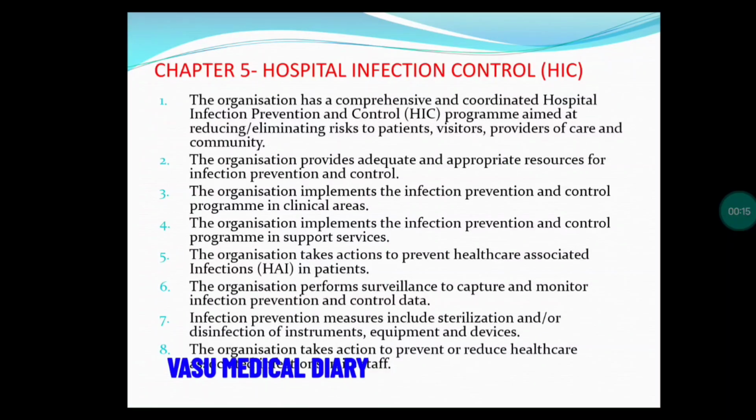chapter. The organization has a comprehensive and coordinated hospital infection prevention and control program aimed at reducing and eliminating risk to patient, visitors, providers of care and community. The organization provides adequate and appropriate resources for infection prevention and control. The organization implements the infection prevention and control program in clinical areas. The organization implements the infection prevention and control program in support services.